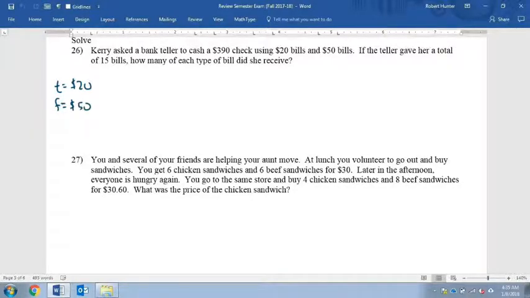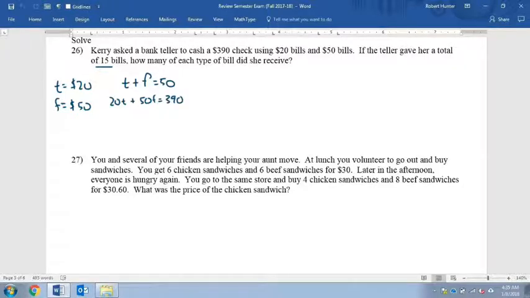Okay. You get two equations. One of them is a total. So she gave her a total of 15 bills, right? So T plus F equals, that is an F, believe it or not, F equals 15. The other one is a grocery list. Well, a 20 is worth 20 bucks. A 50 is worth 50 bucks. And she got a total of $390.